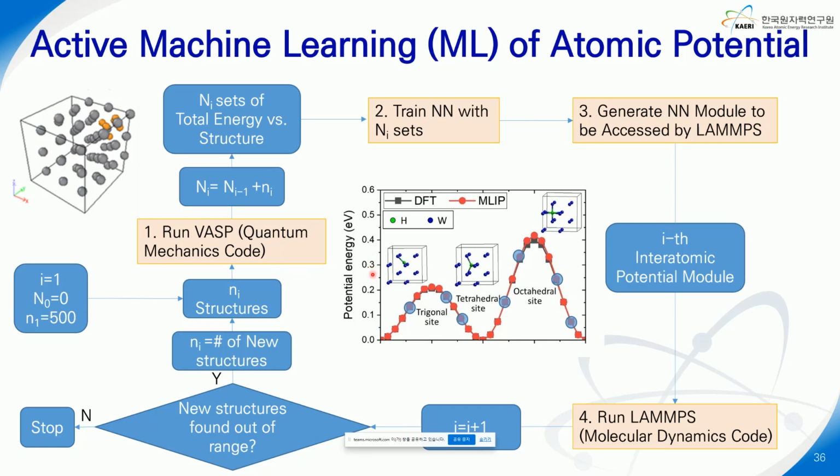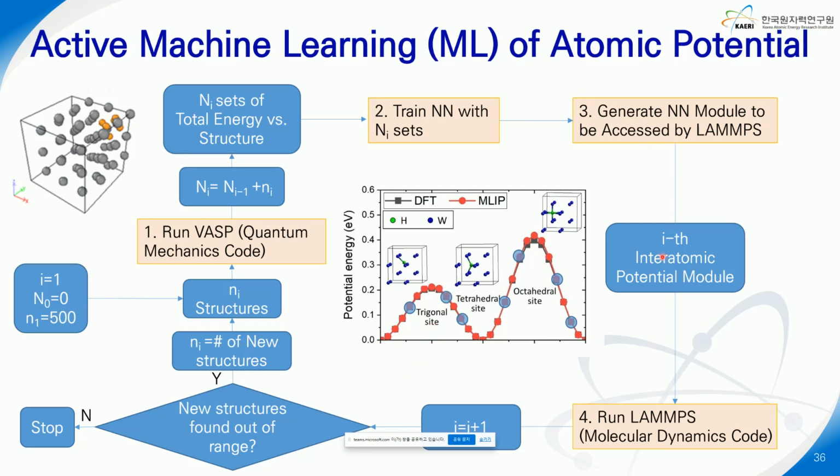Machine learning can be used to generate interatomic potential generated from some selected structures, as illustrated here with big circles. The red line here are those generated after machine learning on a neural network.